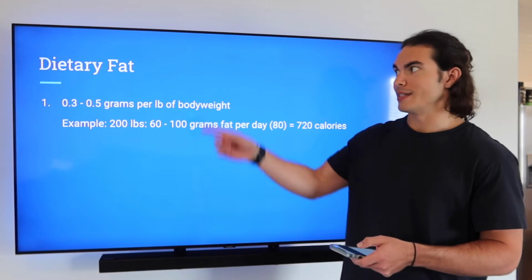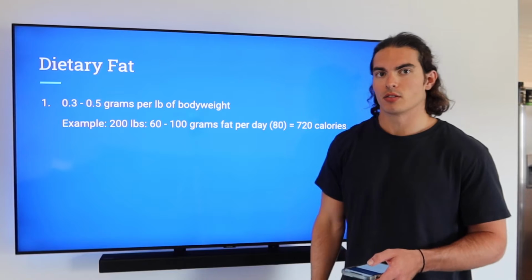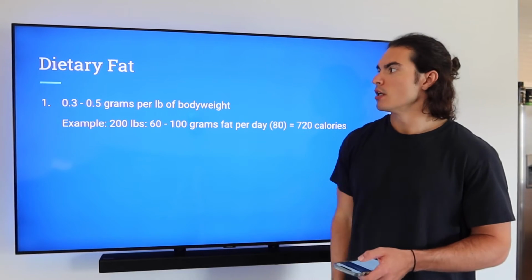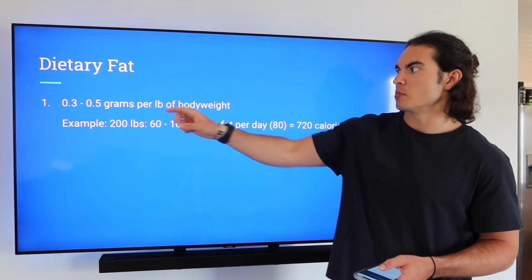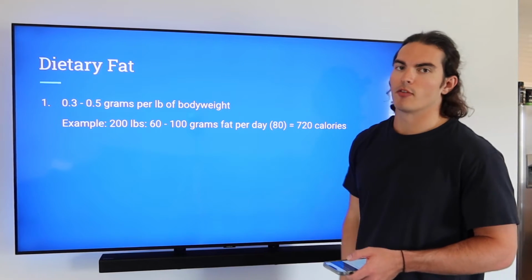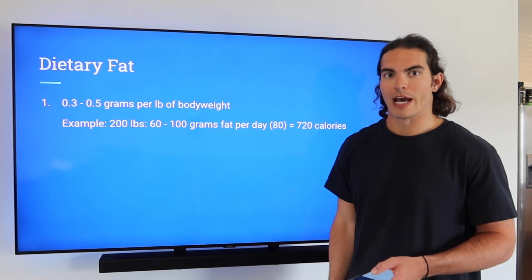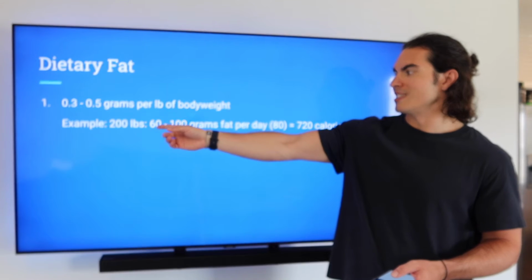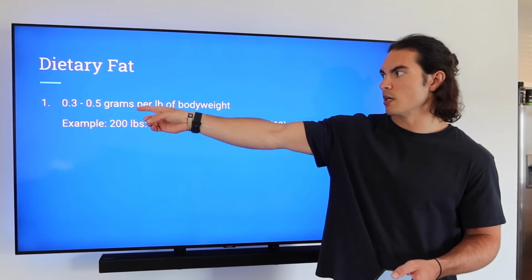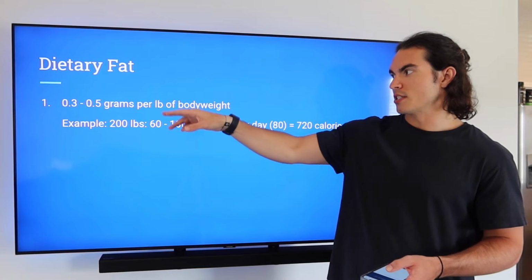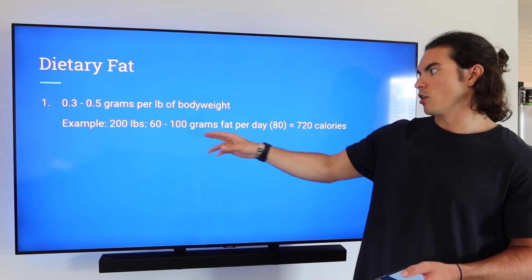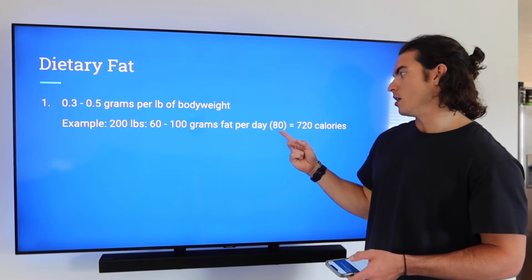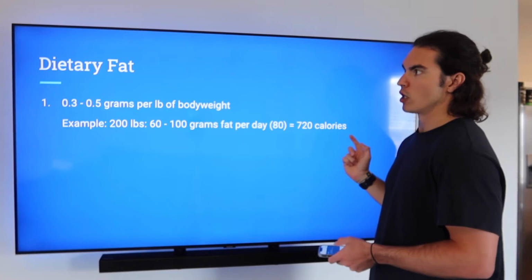Next, dietary fat is the next number to set. So 1 gram of fat contains 9 calories, okay? A great place to be on this one is 0.3 to 0.5 grams per pound of body weight in grams of fat per day, okay? So an example for a 200 pound person, 60 to 100 grams of fat. So 200 times 0.3 is 60, 200 times 0.5 is 100, so 60 to 100 grams of fat per day. We'll do right in the middle, so 0.4 is 80 grams of fat per day equals 720 calories, okay?